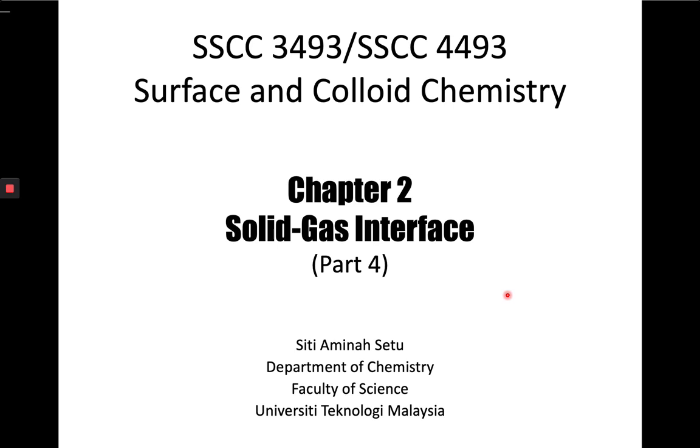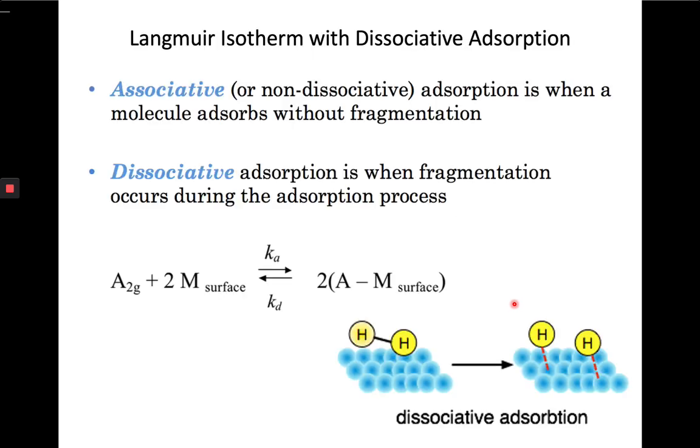So this is video part 4. In this video we will continue to discuss the Langmuir isotherm. Before this, we discussed the derivation of the Langmuir equation where the adsorption only occurs at one site per molecule. This is also known as associative adsorption. Associative adsorption is when a molecule adsorbs without fragmentation.